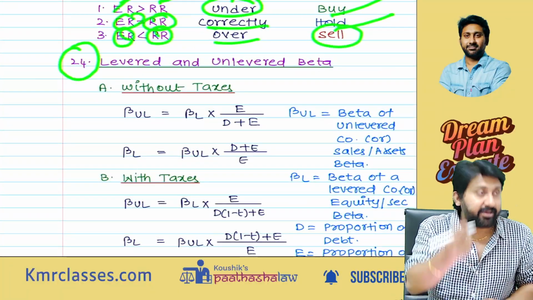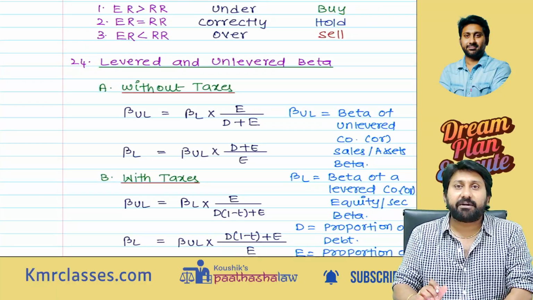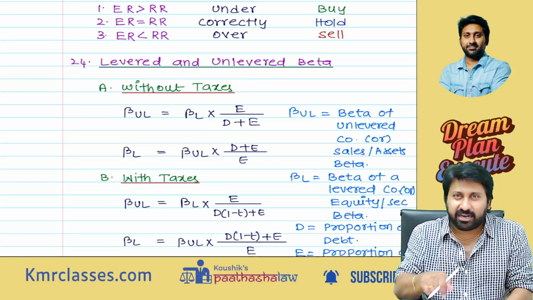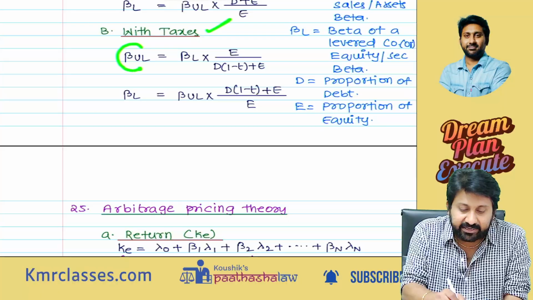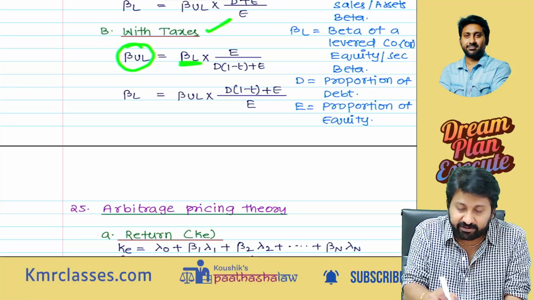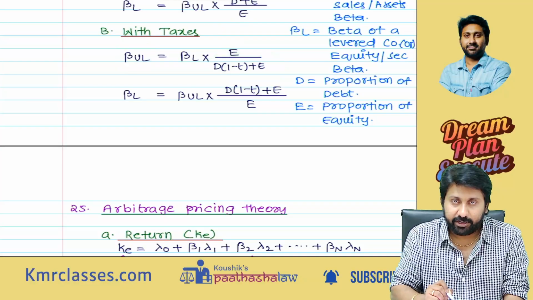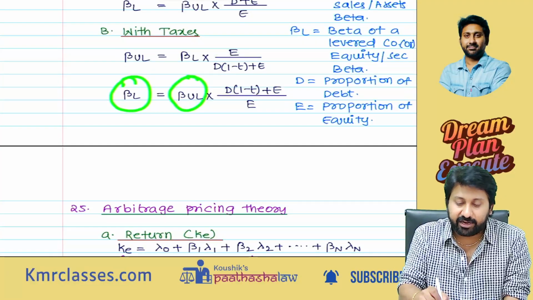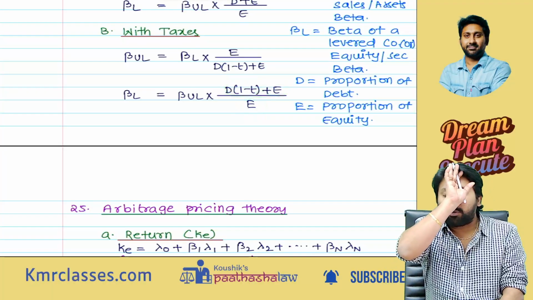Most important, levered and unlevered beta. This question can come. Levered, unlevered beta. Logic aside, the formula. Without taxes, I will directly tell you with the taxes; without taxes, remove that. With the taxes, beta unlevered equals beta levered into E divided by (D into (1 minus T) plus E). Beta levered is beta unlevered into (D into (1 minus T) plus E) whole divided by E. Formula you have to remember.